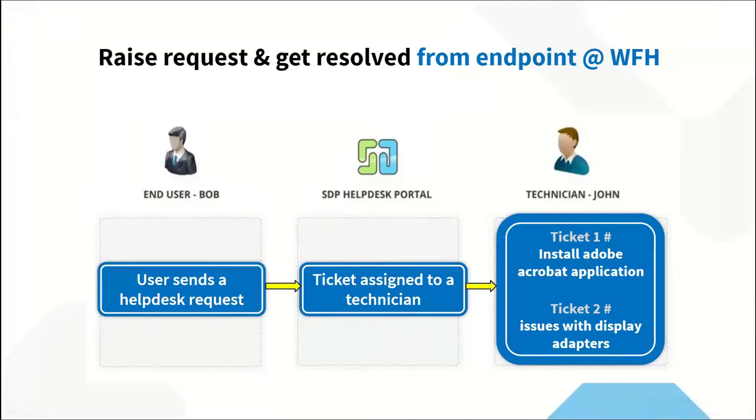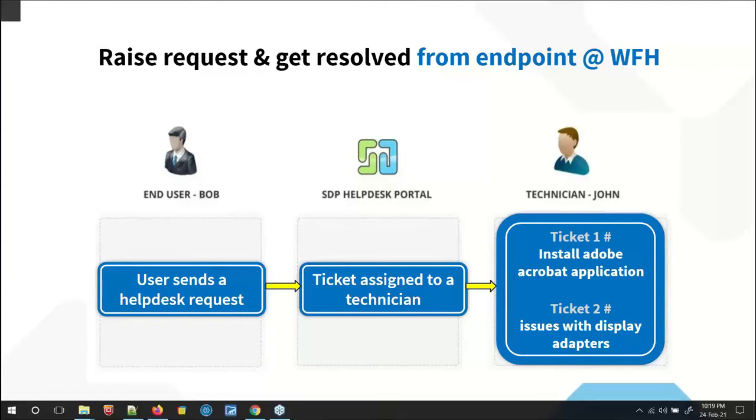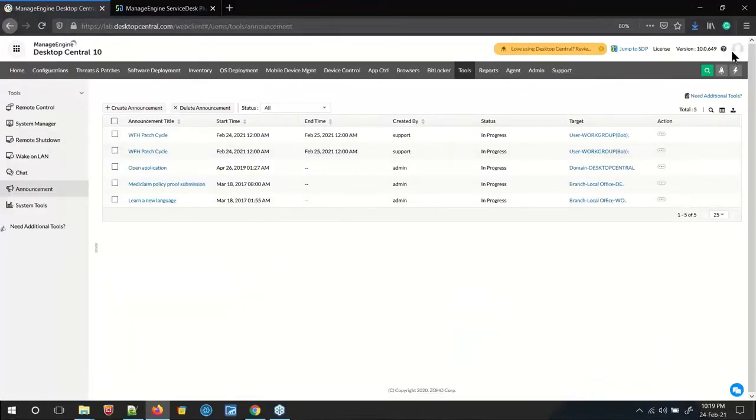One, to install the Adobe Acrobat application. Second, an issue with display adapters. So John will be using Desktop Central to resolve this ticket. Let me show you how, practically. Let me switch back to the console again.